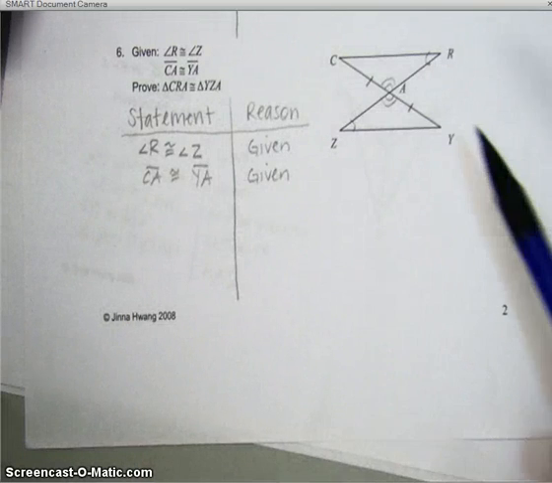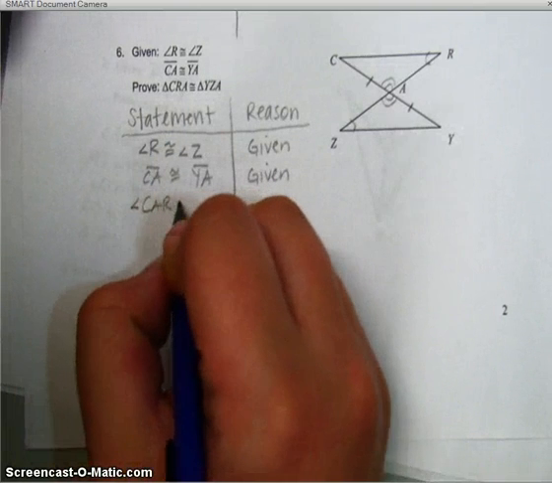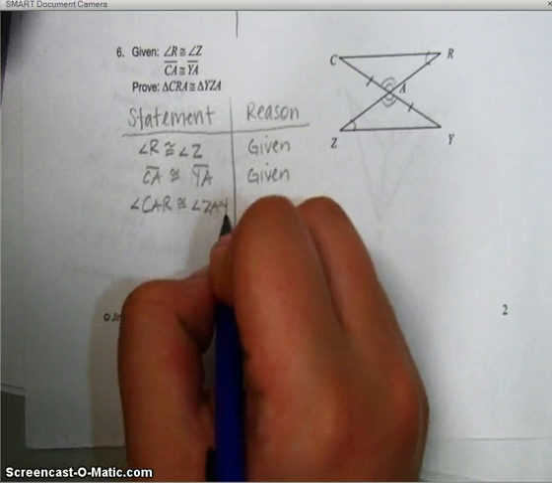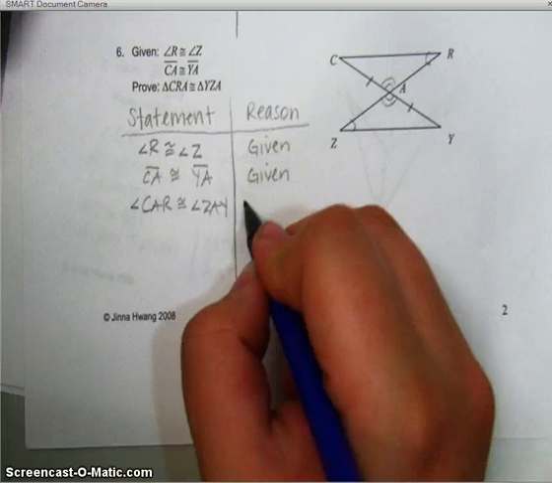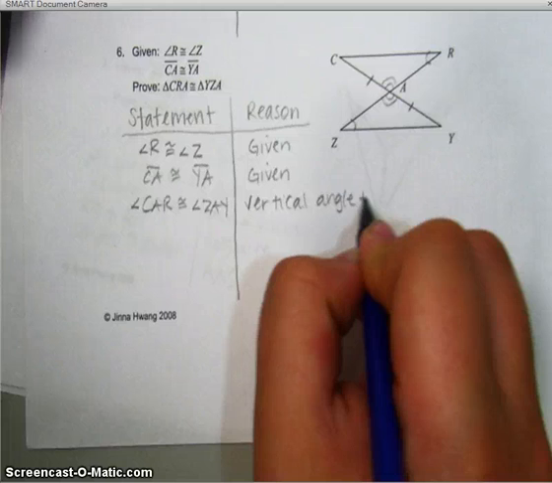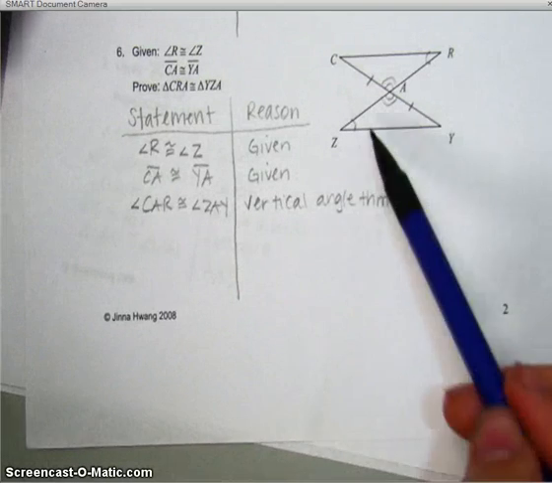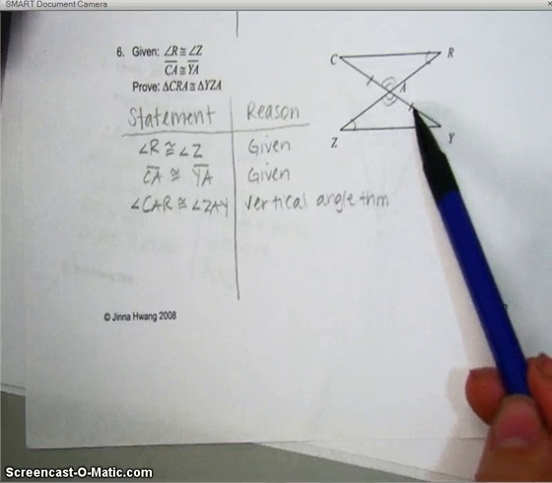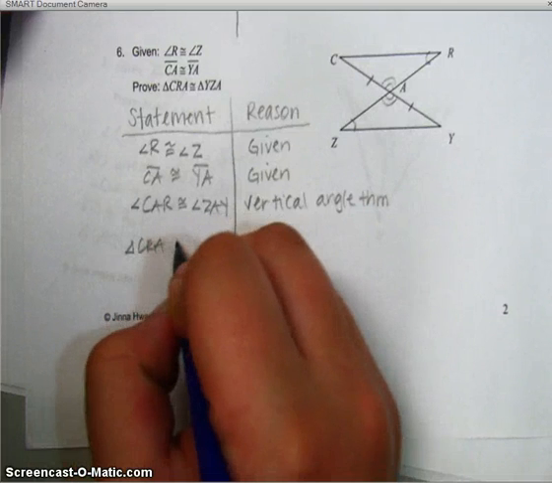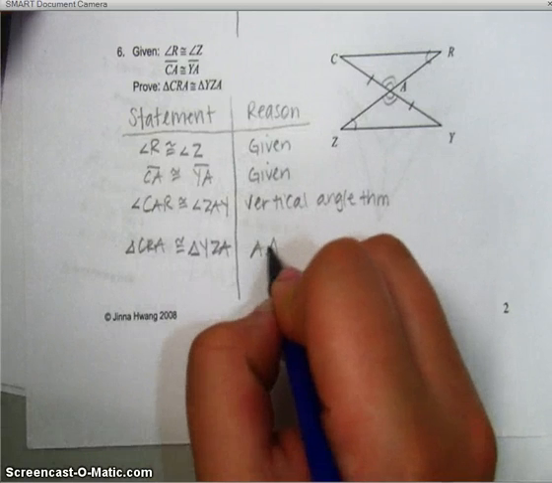And then we added that we have vertical angles, so angle CAR is congruent to angle ZAY, and that is by the vertical angle theorem. So if we look at what we have, an angle, and a side, and that side is not included. So we can say triangle CRA is congruent to triangle YZA by angle, angle, side.